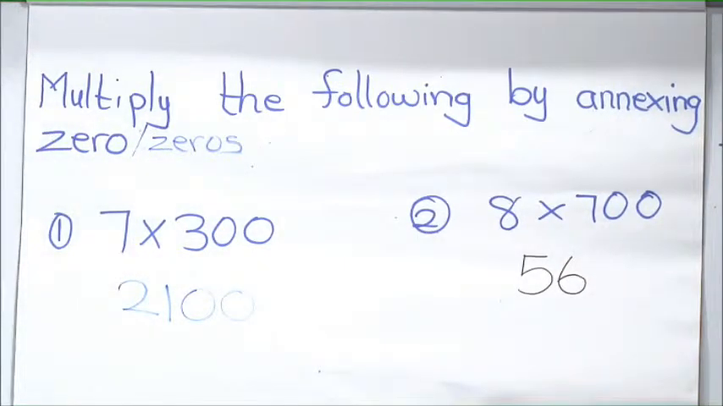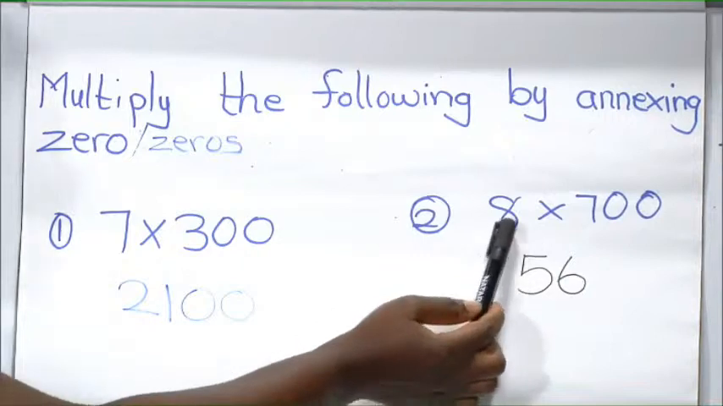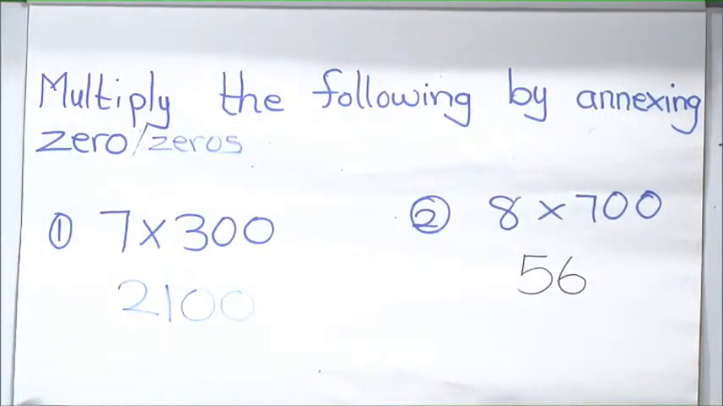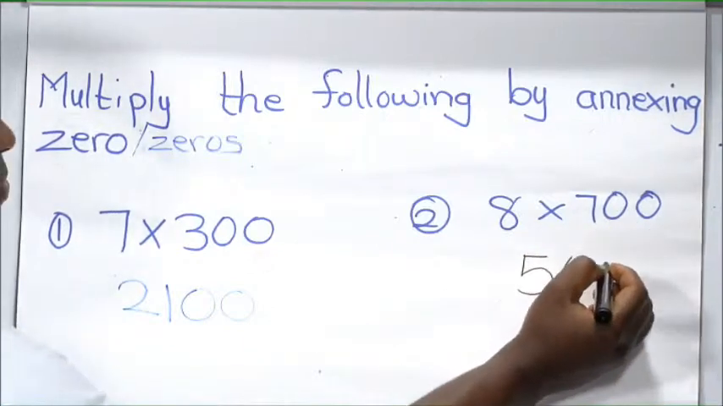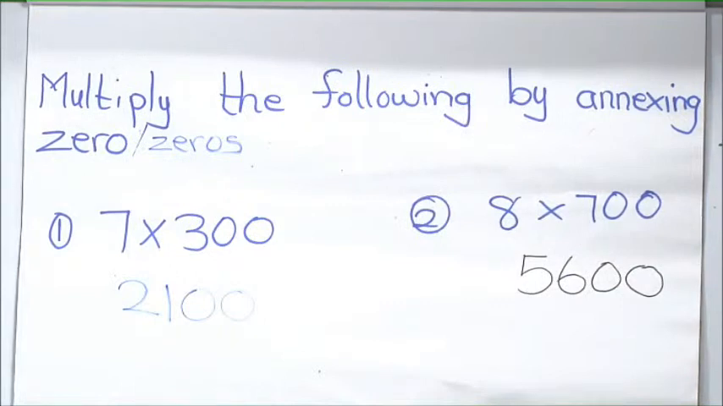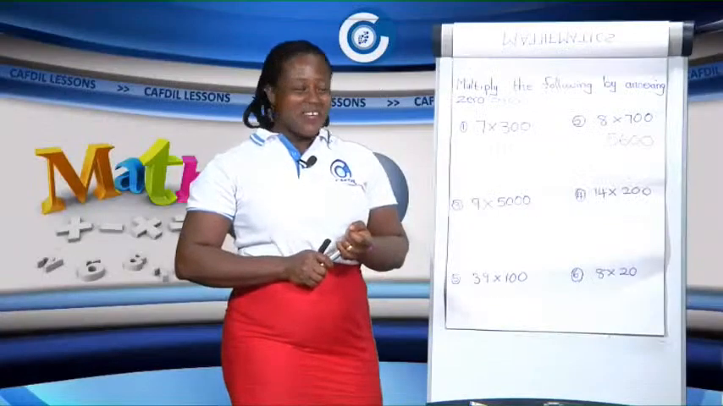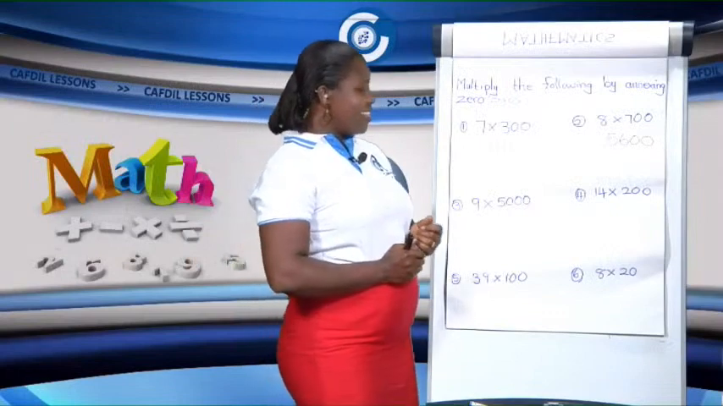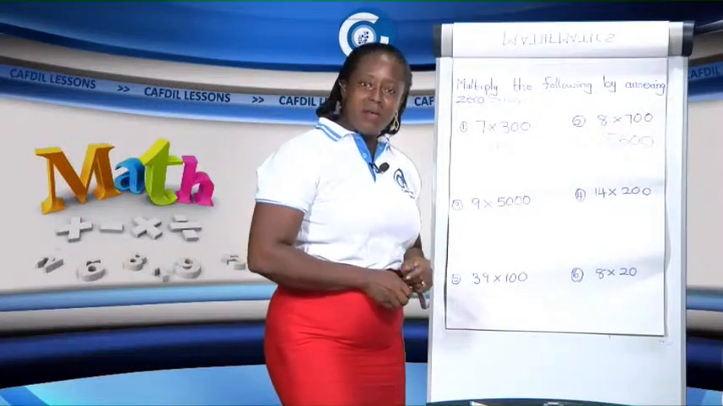We are not done, because the question is 8 times 700. We have multiplied the 8 and the 7. So what do we do next? We add the 2 zeros. You see, our answer becomes 5,600. I hope you are enjoying. Nice.